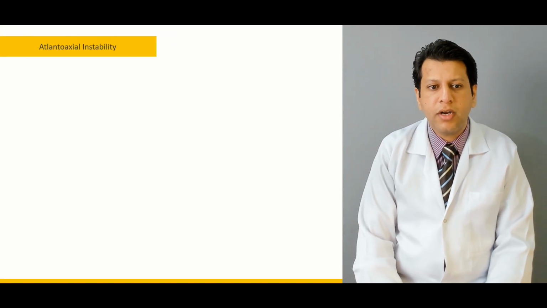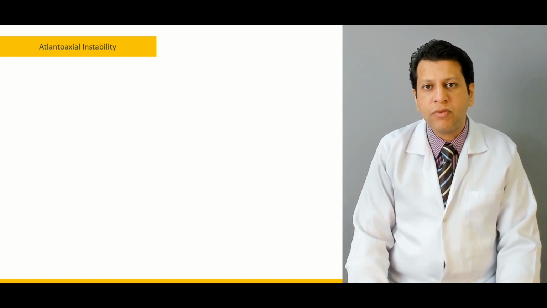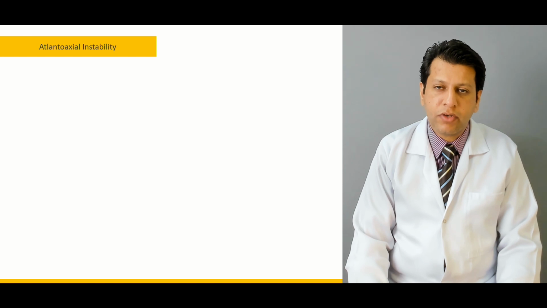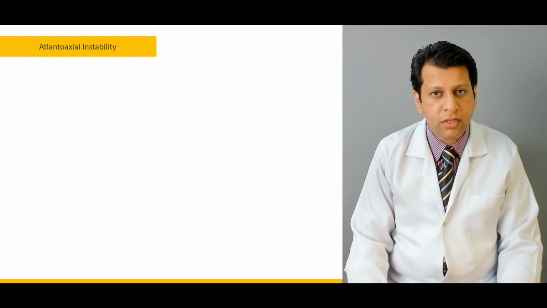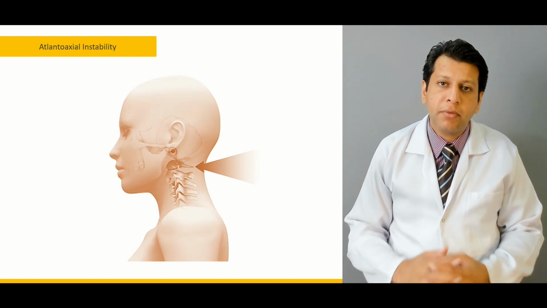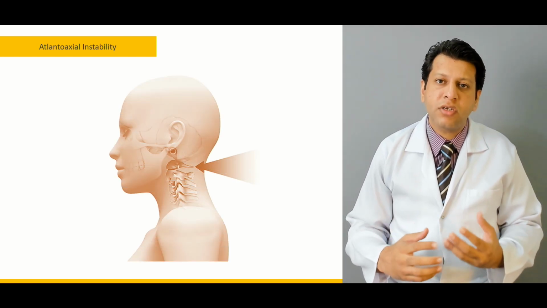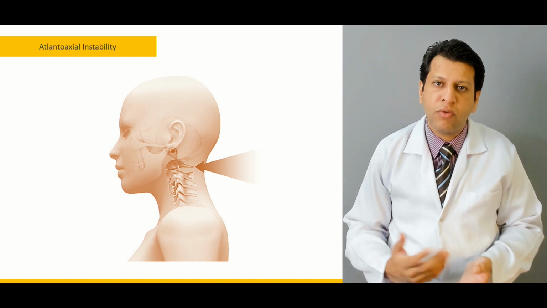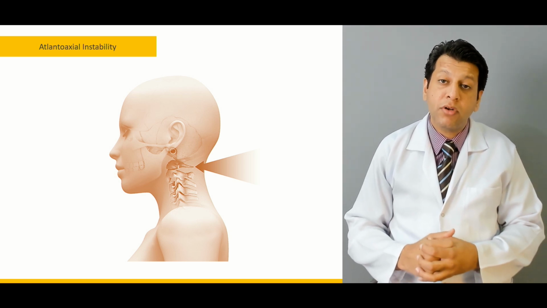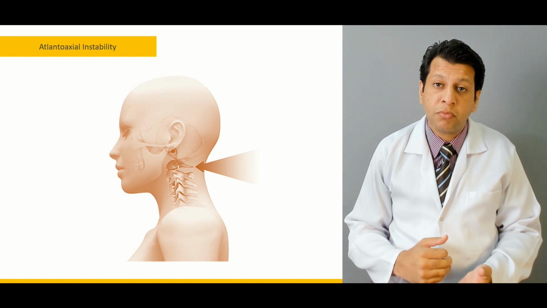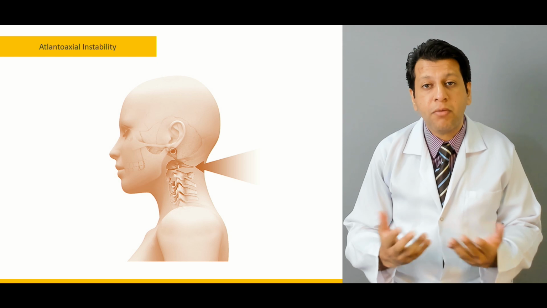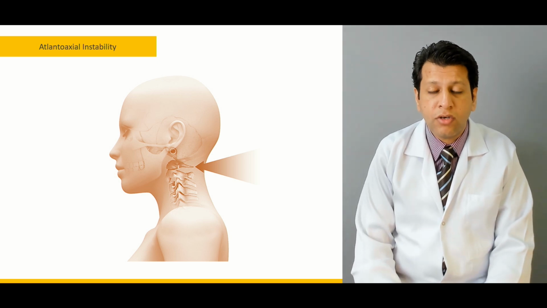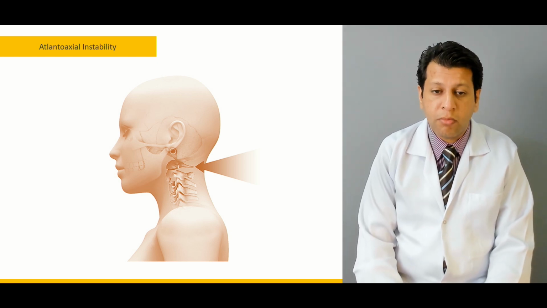Now coming on to atlantoaxial instability. As I told you, among the most important differentials of congenital muscular torticollis are Klippel-Feil Syndrome and atlantoaxial instability. It's a kind of rotary instability between C1 and C2. It may predispose the patient to some form of spinal cord injury, as C1 and C2 may subluxate or even completely dislocate due to asynchronous rotary instability.